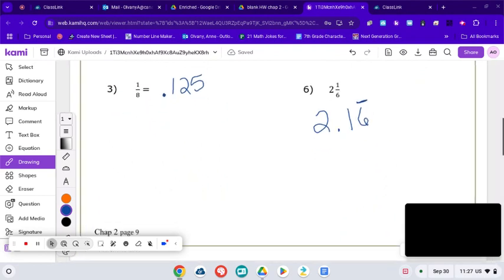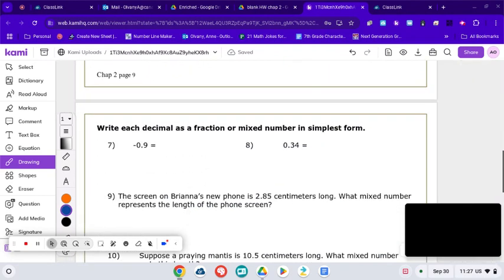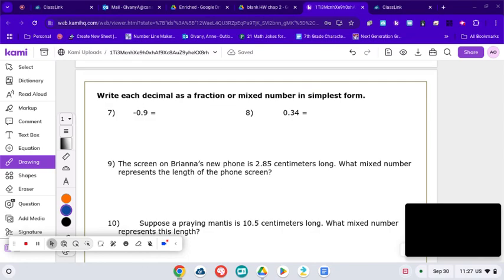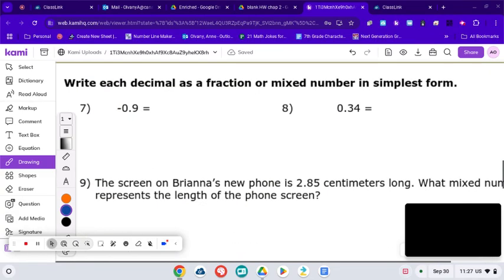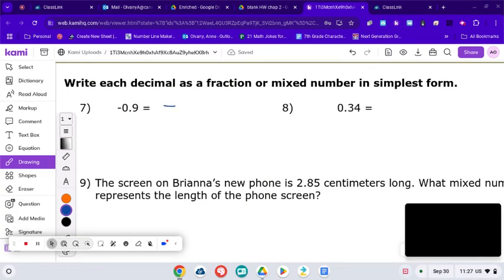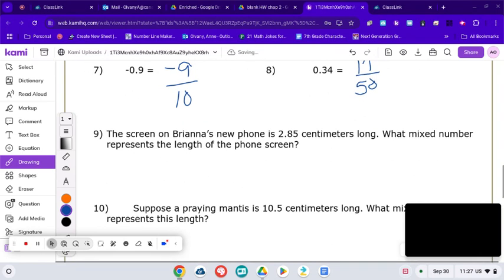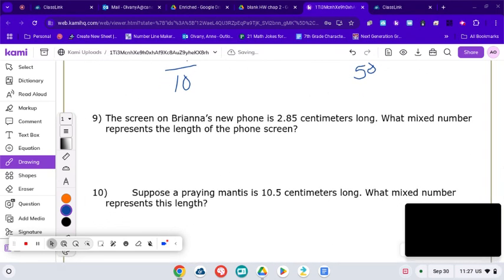Okay, so now we're going to go to the back page. And we're going to write each decimal as a fraction or a mixed number. So we're doing the reverse. Number 7, we're going to keep as a negative. Negative 9 tenths. 0.34 is 17 fiftieths. To me, it seems like these are so much easier. Number 9. Don't forget to stop. Give yourself some time before you check them.